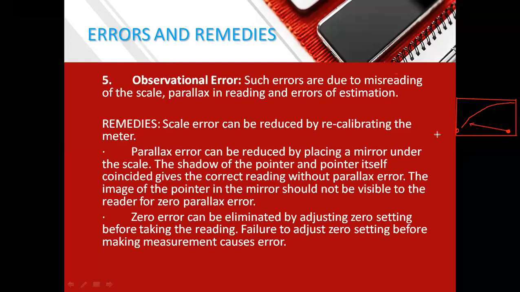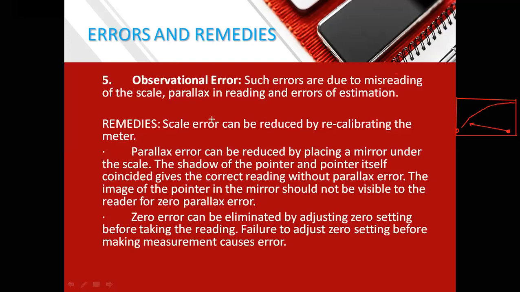While purchasing, it will be showing 0 only. But after many usages, the pointer will be going somewhat more than 0, even though you don't connect it to any circuit. So before using the meter, we have to adjust it to 0. This is what we call zero error. And while calculating the scale and meter constants, we have to be very careful. Otherwise, there is every chance of having observational error.